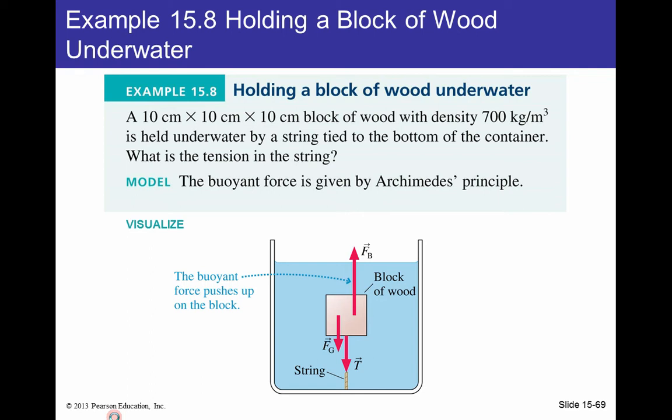Let's look at a simple problem here. This is water, and then there is this wood inside the water attached to a string, and we want to calculate the tension on the string. So what are the forces acting on the block? Well, the weight of the block, the buoyant force, and the tension. The size of the block is 10 centimeters by 10 centimeters by 10 centimeters. That is the volume. And the density is 700 kilograms per meter cubed.